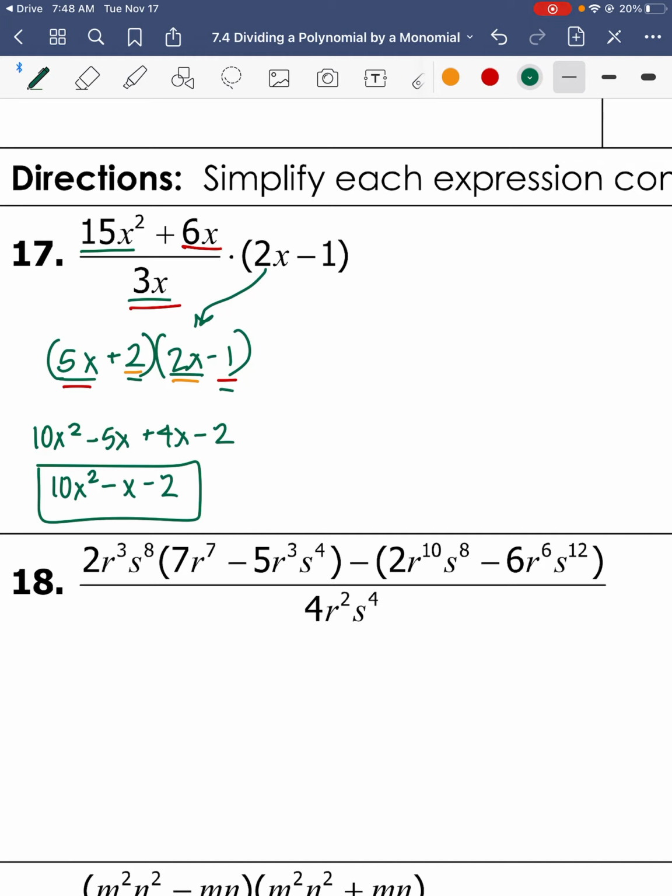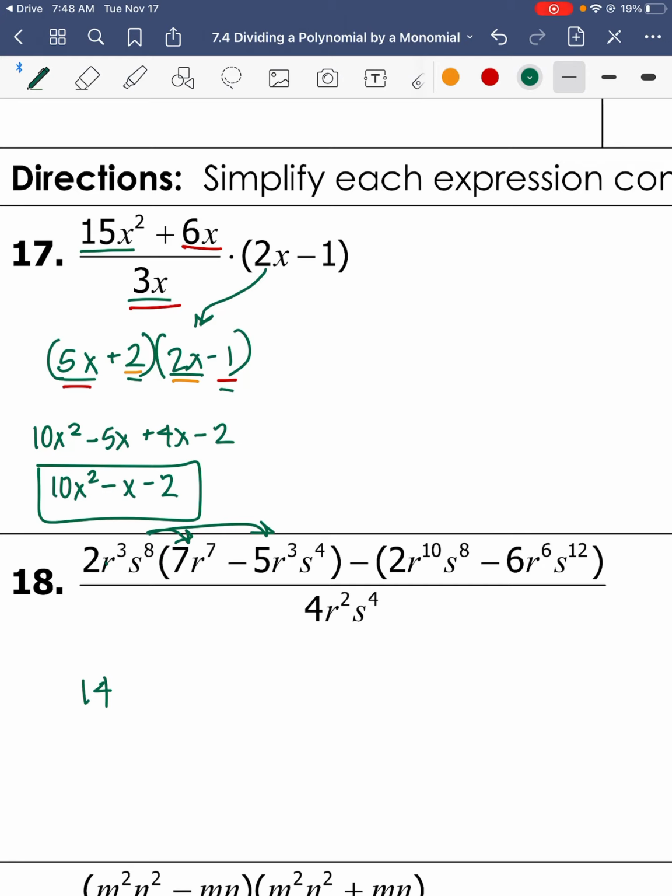All right, and this one looks pretty complicated. It looks like we're going to want to distribute this monomial first, and then we have to distribute the subtraction sign, and then we can divide by the denominator there. Okay, so let's take this one step at a time. Distributing 2r cubed s to the 8th here first.